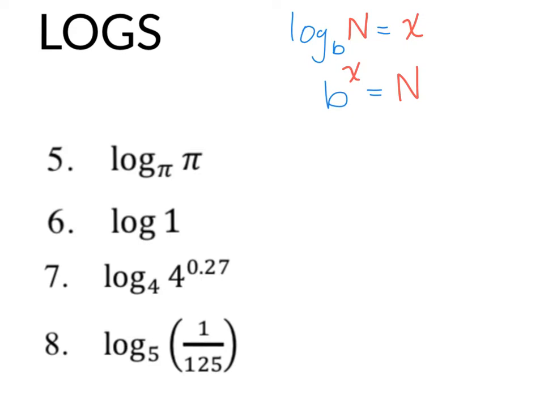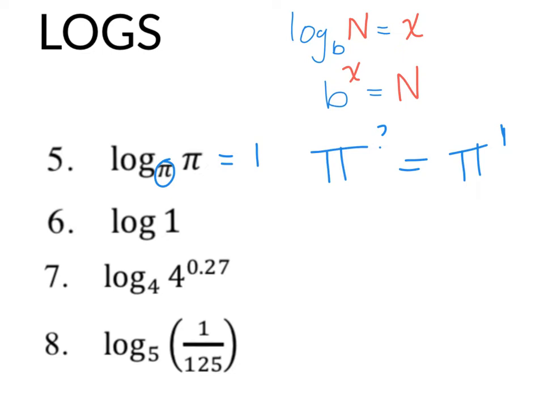So let's rewrite some of these funky looking ones. So let's do number 5. We're going to rewrite these as exponential functions in order to solve it. So if you want to, you could put, hey, I'm not sure what this is, right? So then you could rewrite this as an exponent. Here's the base, right there. The base is pi to what, I don't know, equals the number, which is pi. So we know then that it has to be 1 to work. So we are going to write a 1 right here.